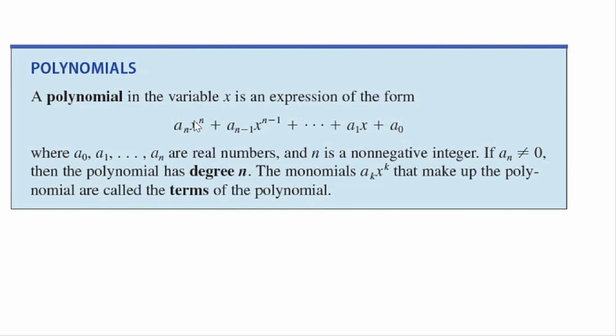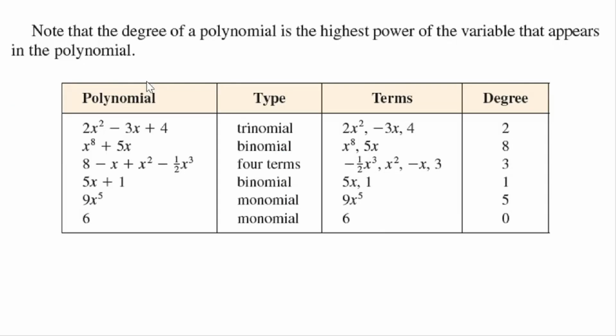The number a sub n, the coefficient of the highest power, we sometimes call the leading coefficient. Leading because it's the first coefficient that we can see in the given polynomial. And the term a sub n of x raised to n is the leading term. If a sub n is the leading coefficient, then the entire first term is what we call the leading term. Note that the degree of a polynomial is the highest power of the variable that appears in the polynomial.